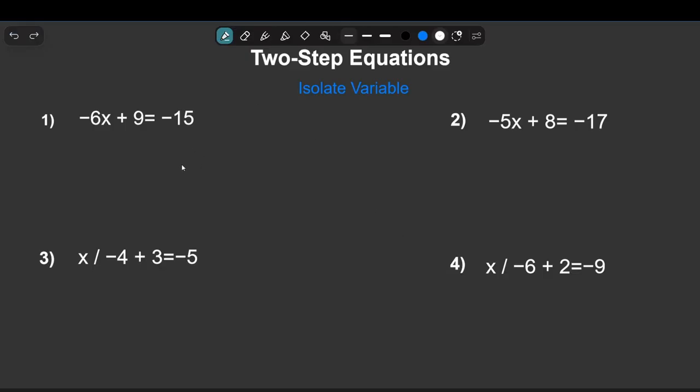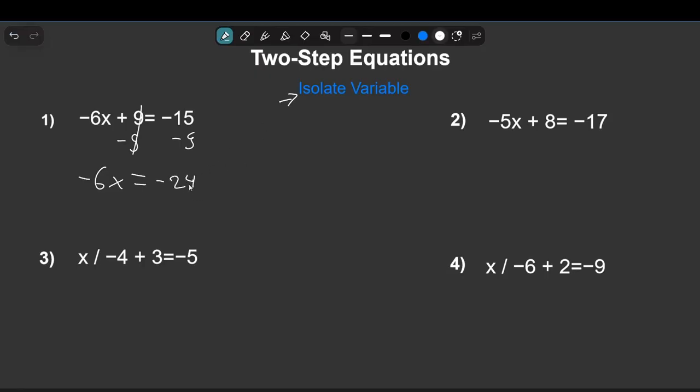So for our first equation, we have minus 6x plus 9 equals minus 15. Of course, the first thing we do is isolate our variable. To isolate our variable, we're going to start by getting rid of the 9, so inversing the plus 9. We do this by subtracting 9 on both sides. When we subtract 9 on both sides, these two cancel each other out, so you're just left with minus 6x equals minus 15 minus 9. Well, minus 15 minus 9 equals minus 24.